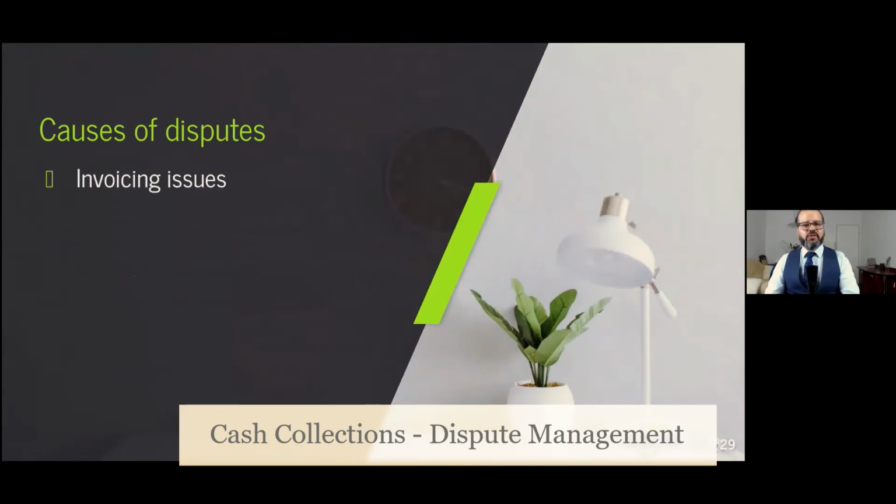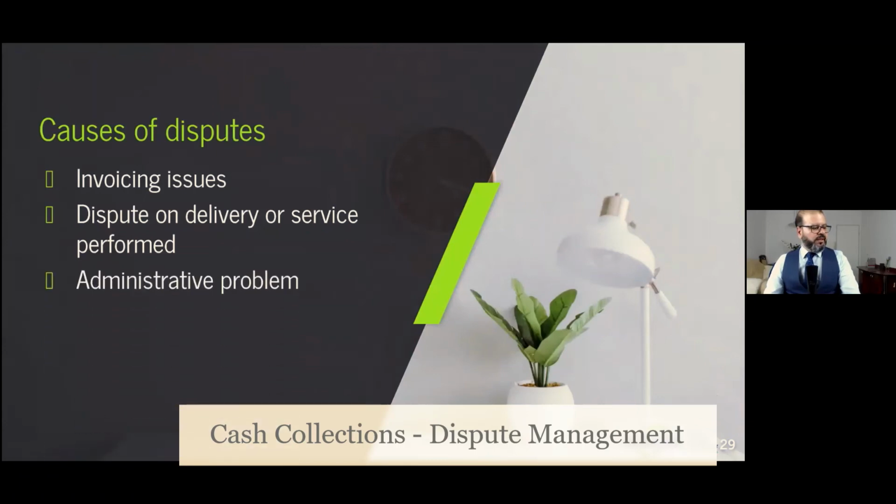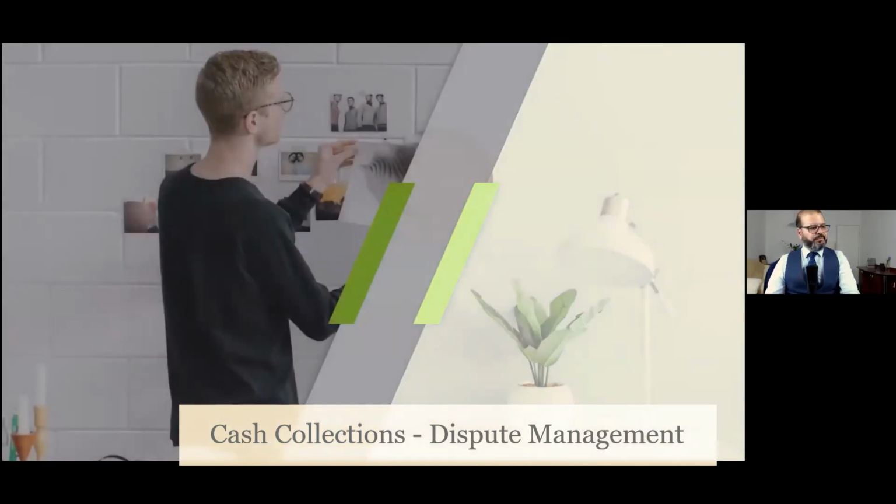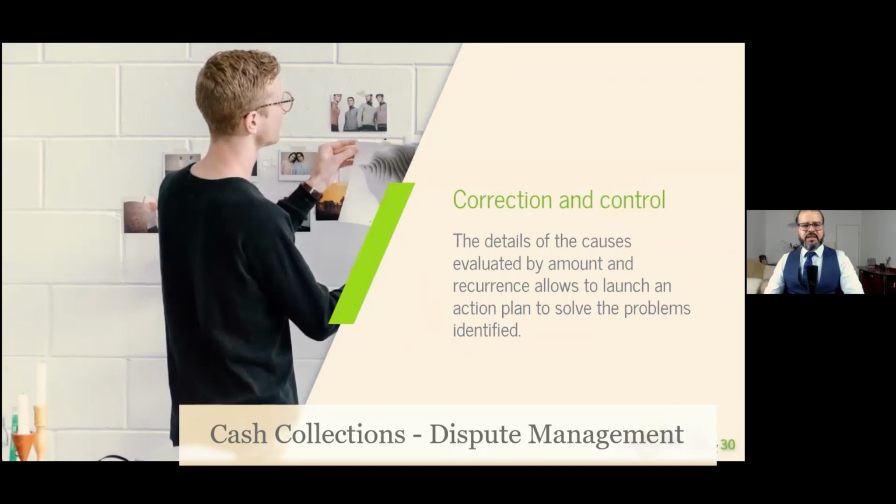So invoicing issues, these are very common. Disputes on delivery and services performed. Administrative problems as well can be reasons, and buyer creditworthiness can be an issue as well, and no effective collections action done. So nobody's following up. Don't expect it to be collected. In some cases, you just get monies when you follow up proactively. So you need to stand up as a collections organization and proactively chase the invoices. I'll come to the corrections and control part, and I think that is also very important.